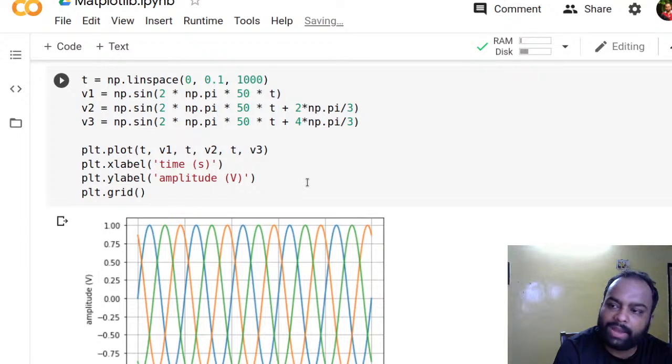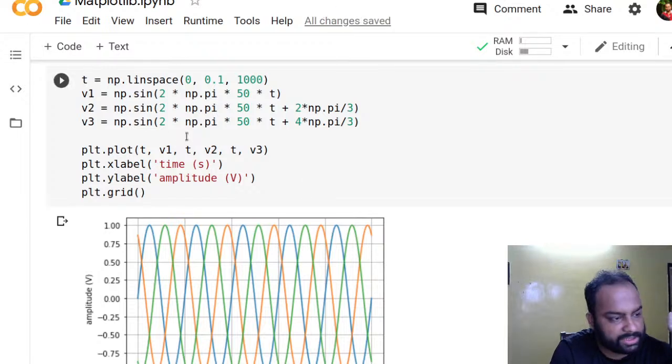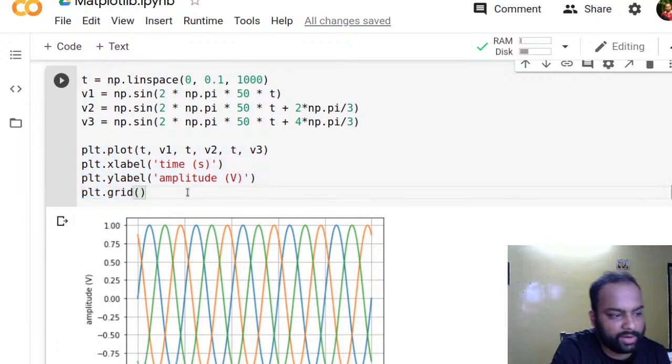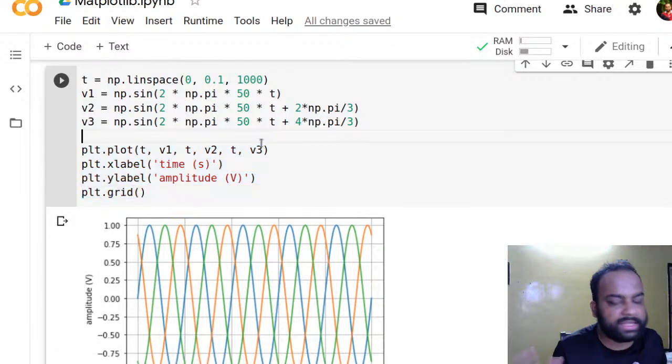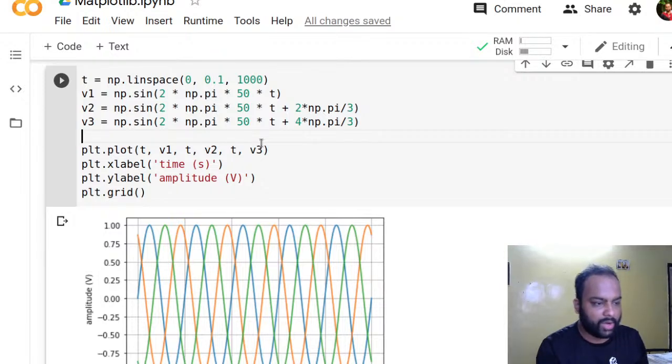It is always recommended that you generate your data first, or retrieve your data first, and then do the plotting. So we keep the plotting as a separate thing for itself. This is one of the basic plots that you can actually generate.